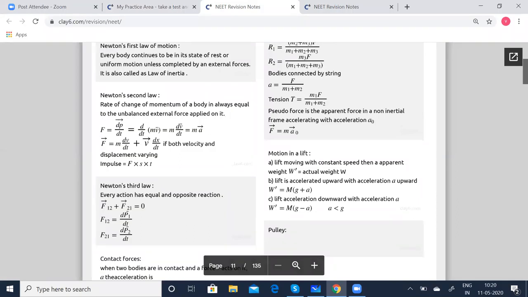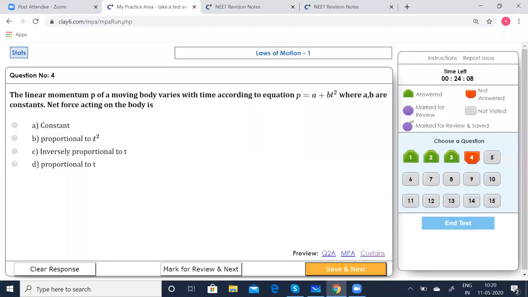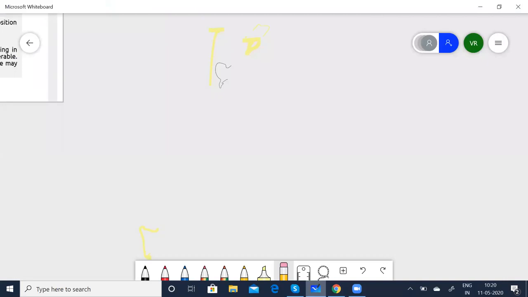What is P given here? P is A plus BT squared, where A and B are constants. Okay, so dP by dt. So that means P is now going to be the variable which has to be differentiated. That gives you d by dt of A plus. Now let me solve that.